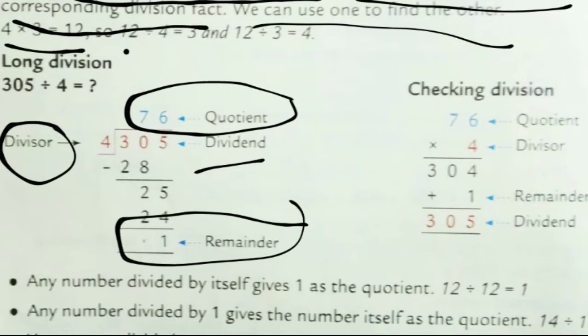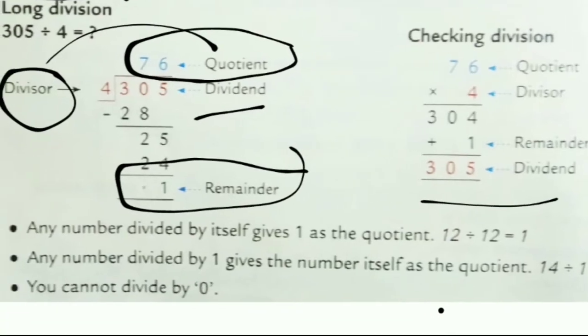How to check the answer? We will multiply the divisor and quotient, plus the remainder. So we get the same dividend, that is known as checking our answer.